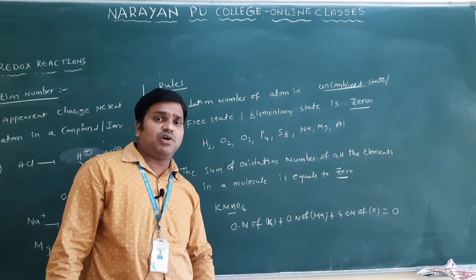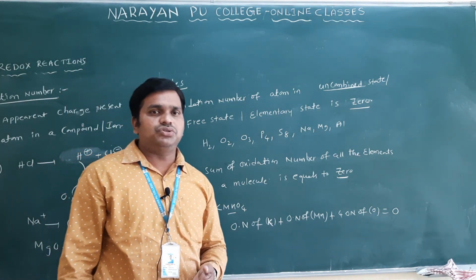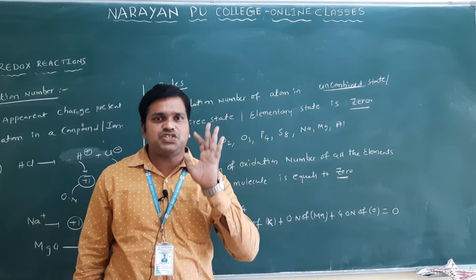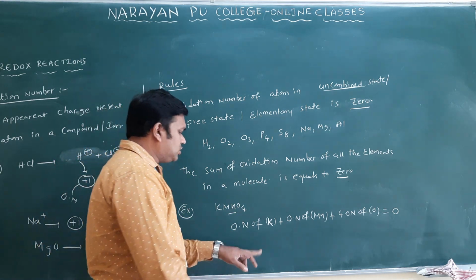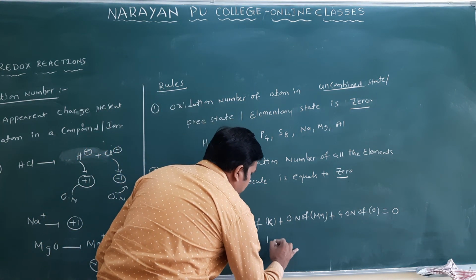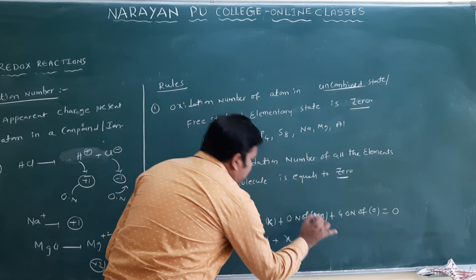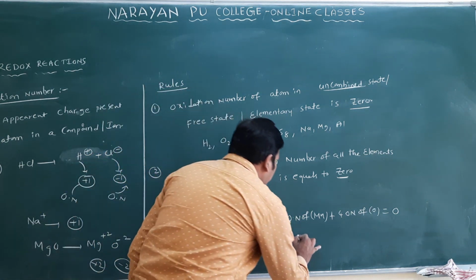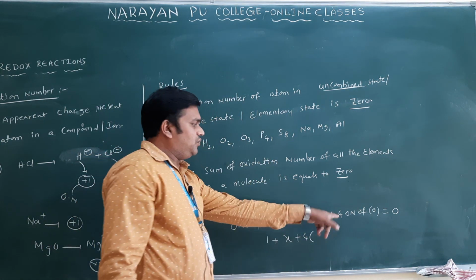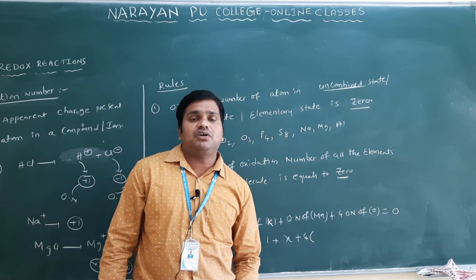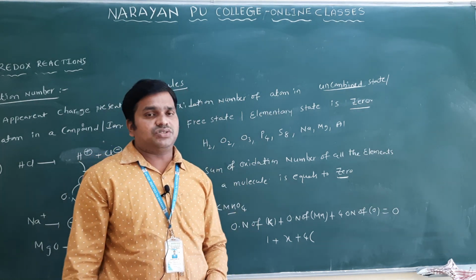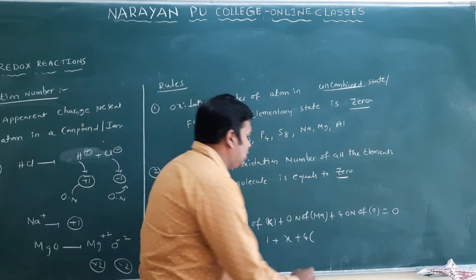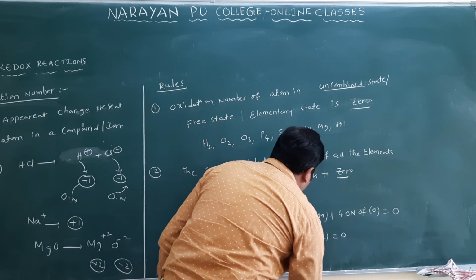So here, potassium belongs to the first group. For first group elements the oxidation number is always how much? Plus 1 only. So I am writing here plus 1, plus oxidation number of manganese, I am taking X. Why X? I want to find out the manganese oxidation number only. Plus 4 into how many? 4 oxygens are there. What is the oxidation number of oxygen? The oxidation state of oxygen in a normal oxide is always -2 only. So I will write here -2, that is equal to 0.